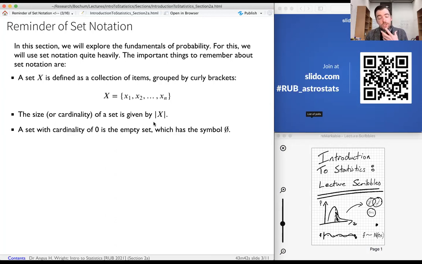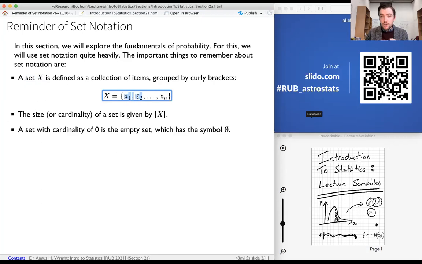And so you'll see what we mean as we go towards the end of this lecture. One of the things you're going to see a lot of in this lecture is set notation. And so this is just a reminder of what set notation is. You'll recall that if we have a set X, then that set is defined as a collection of items or collection of things. And those things are usually described as X1, X2, all the way through to Xn.